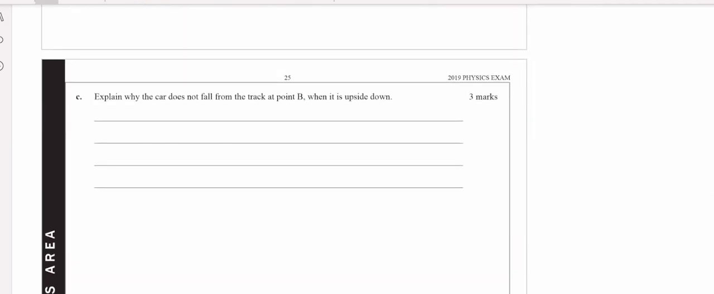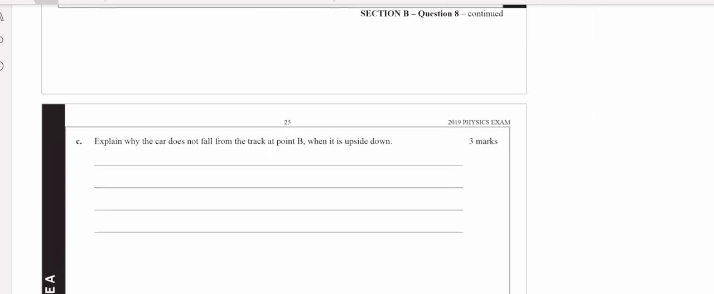Explain why the car does not fall from the track at point B when it is upside down. So for this to occur, the centripetal force has to exceed the weight force, and this comes from a normal force downwards at 10 meters per second.